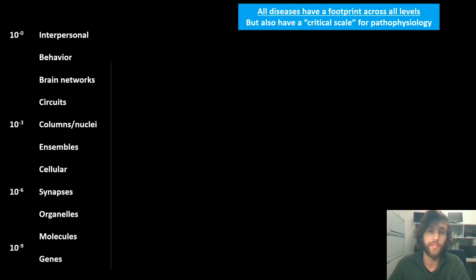Research, much like what I've shown you here, can provide a better framework by which we can understand the results from human studies. In neuroscience, there are many levels of analysis that we can look at. We can look at very small scales at the level of genes and molecules, or very large scales at the level of entire brain networks, behavior, or our interpersonal interactions.